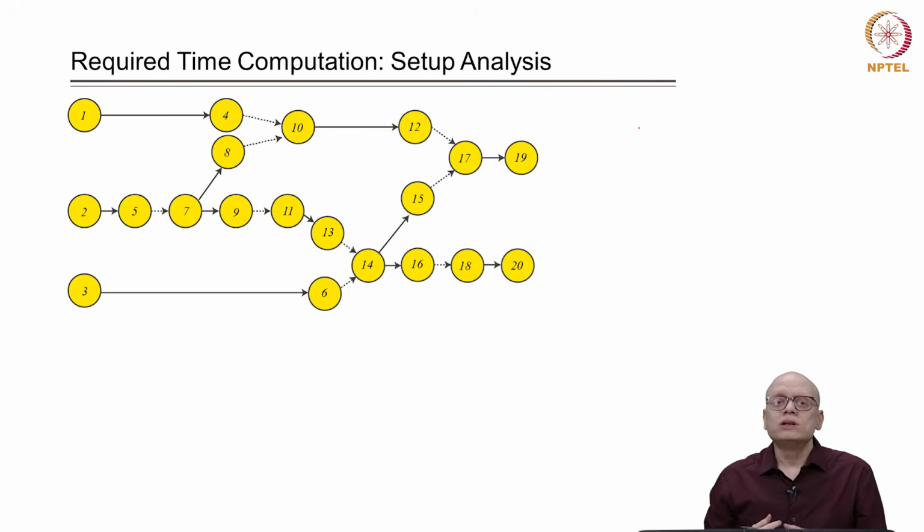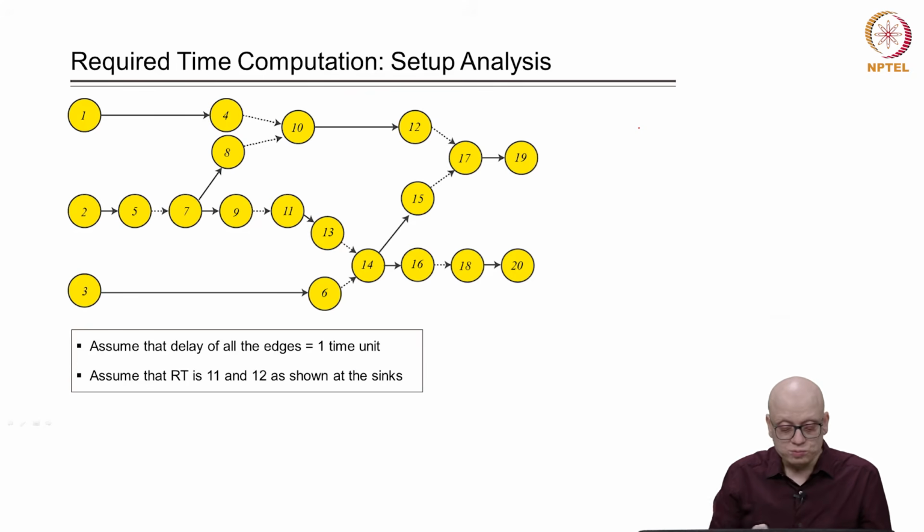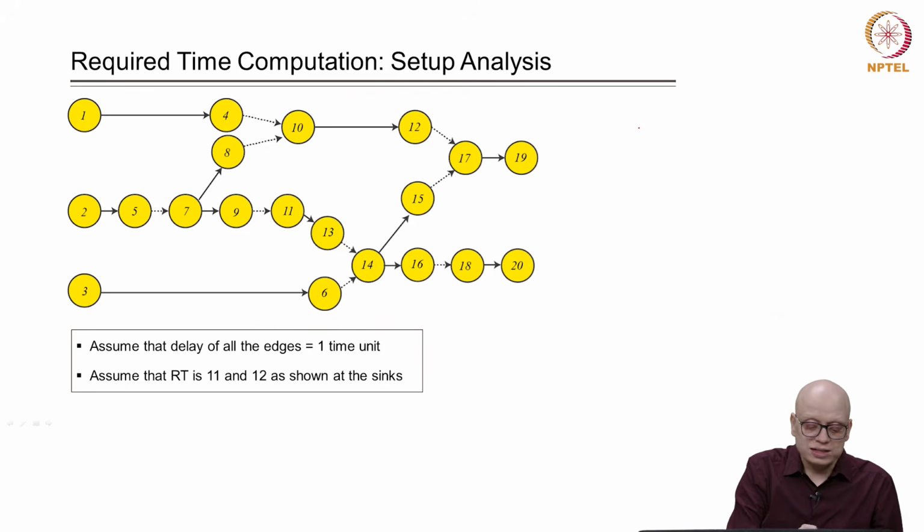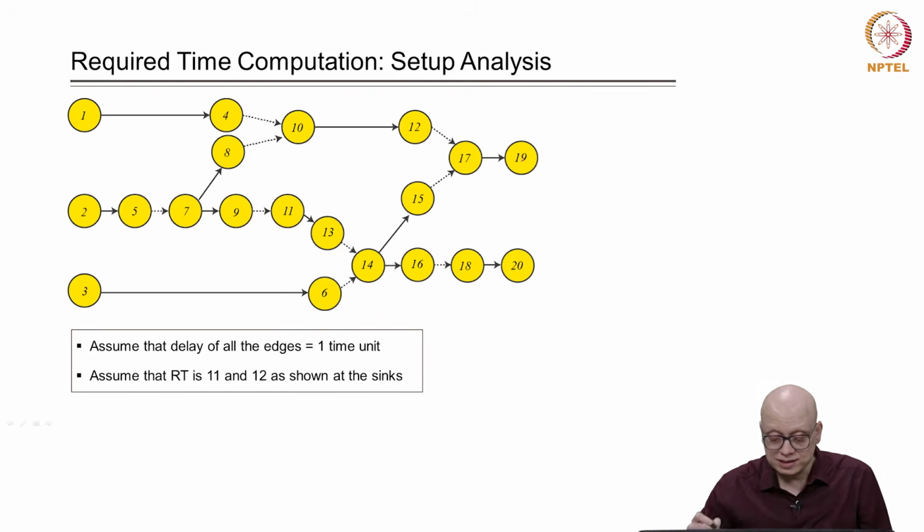Now, let us look into an example. This is the same timing graph that we saw in the earlier slides. Let us assume that the delay of all edges is 1 time unit, similar to what we had assumed earlier, and assume that the required time at the sink vertices, that is 19 and 20, is given to us, right.